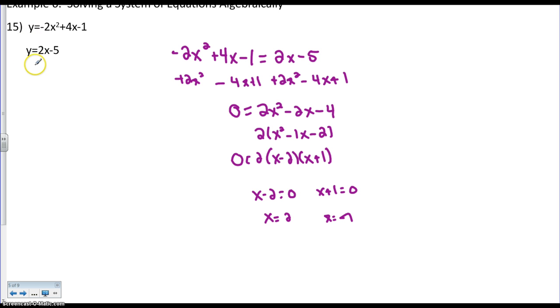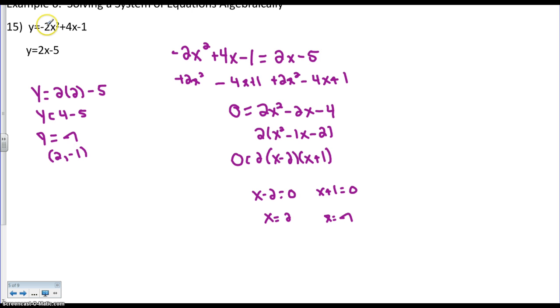Okay? So these are my 2 x values in which they will share a common y value. So let's try to find out what those y values are. I'm going to plug it into this one to find out what the y value is. So I'm going to say y equals, I'm going to use the 2, 2 times 2 minus 5. So it looks like I'm going to get y equals 4 minus 5. So y equals negative 1. So one solution is going to be 2, negative 1.